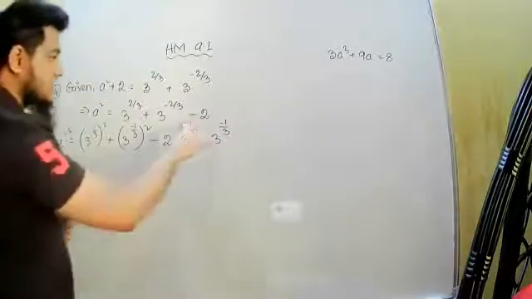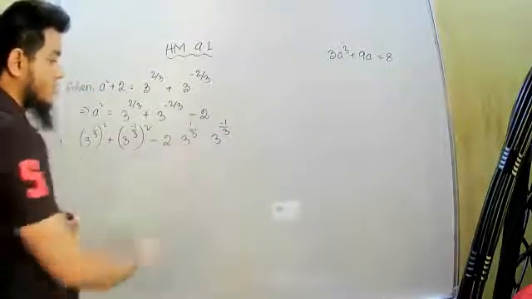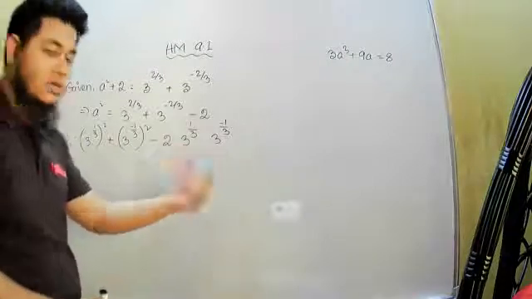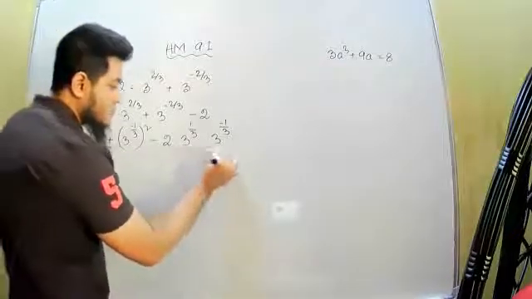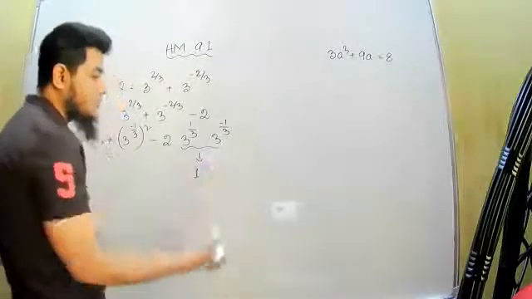Now you might say that, sir, there is only 2, you have added this part. So actually adding this part does not make any difference. Why? Because this part is equal to actually 1. How is it equal to 1?